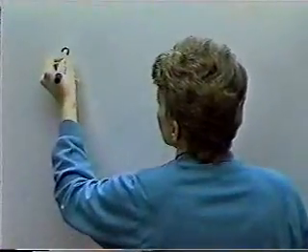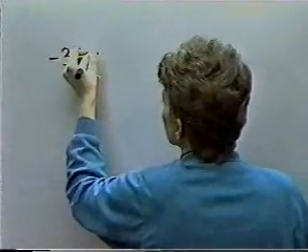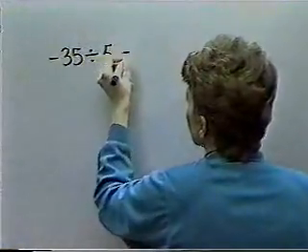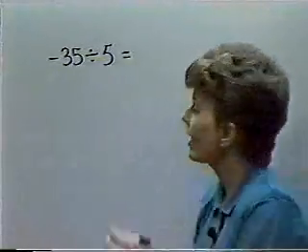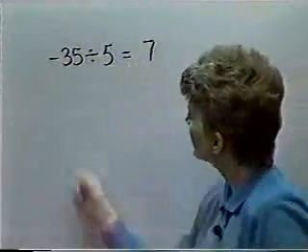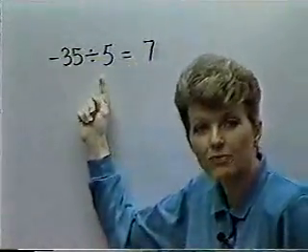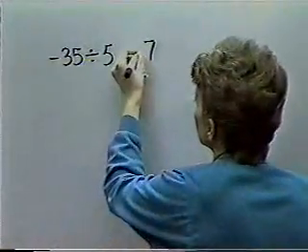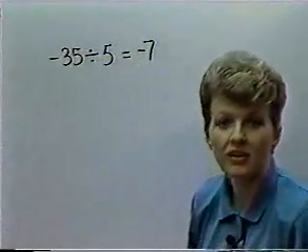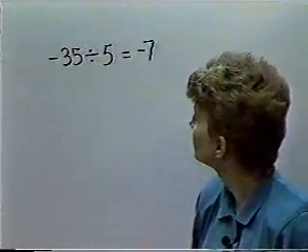What about negative 35 divided by 5? Well, 35 divided by 5 is 7, and a negative divided by a positive gives you a negative quotient, so my answer here is negative 7.